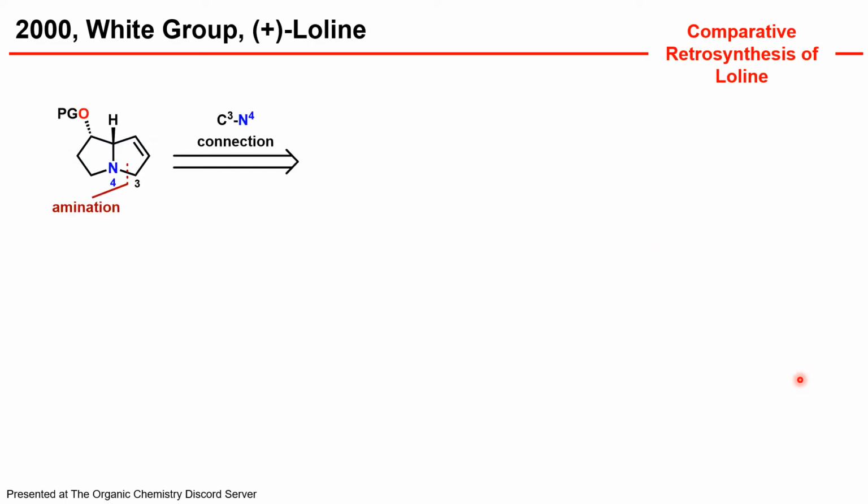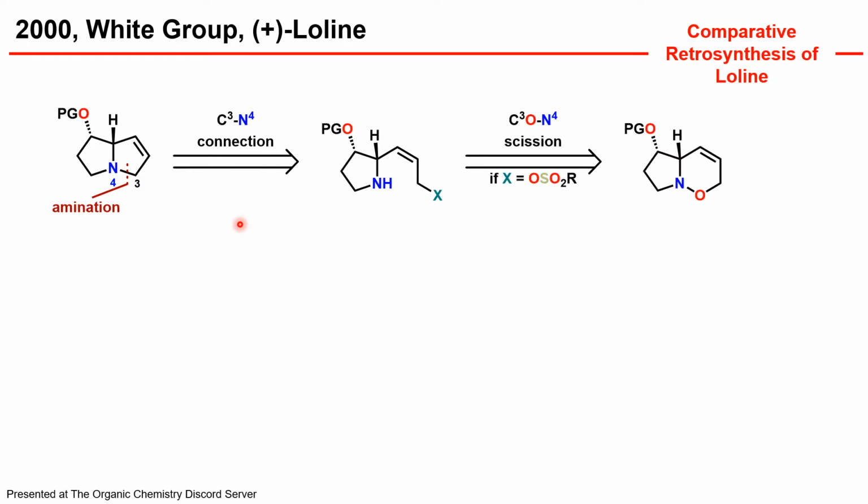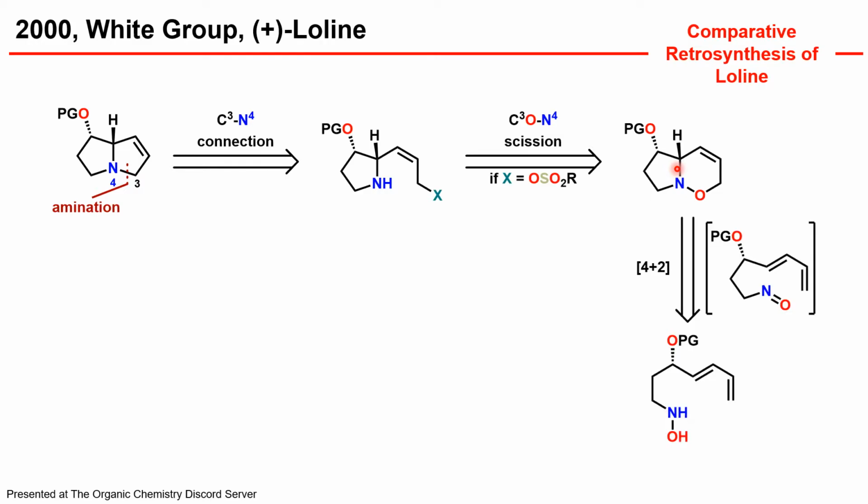So continuing on with the disconnections, they do something very similar to the Tufariello group. I don't know if they had some kind of inspiration from them, but they do the same kind of C-N bond cleavage. And then if you imagine that X, that leaving group, to be an activated alcohol, then we find ourselves back at this particular kind of N-O bond, right? And then they do something really cool.